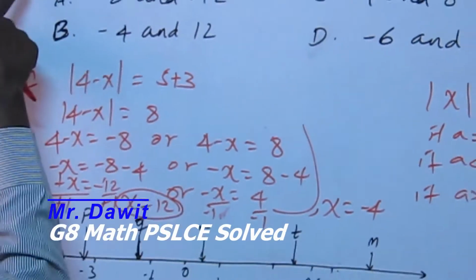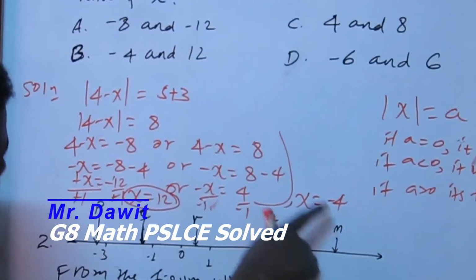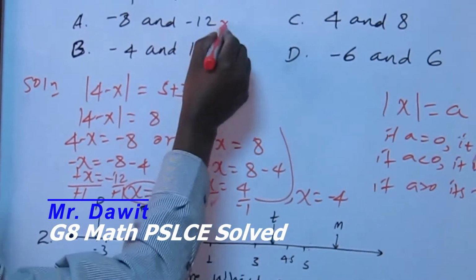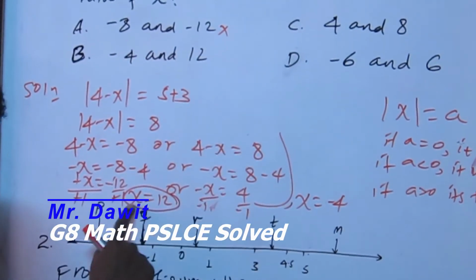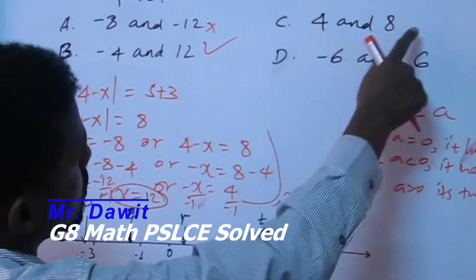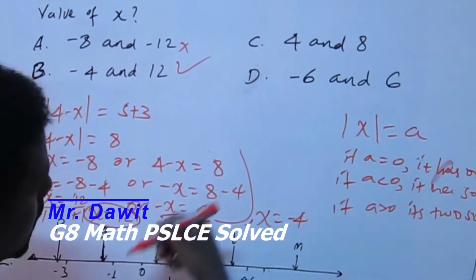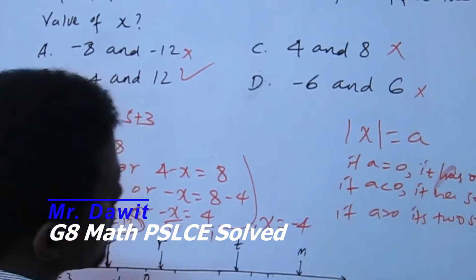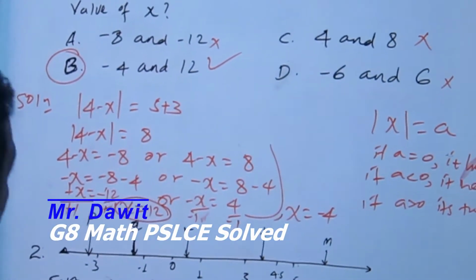Now we can go to our choices. A says negative 8 and negative 12. There is no negative 8 in our solution, so this cannot be the answer. B, negative 4 and 12, says x is equal to 12 and x is negative 4, so this is the correct answer. When you come to this one, there is no 8 and 4, it should be negative, so this cannot be the answer. Negative 6 and 6, again this cannot be the answer. So our answer is B, negative 4 and 12.